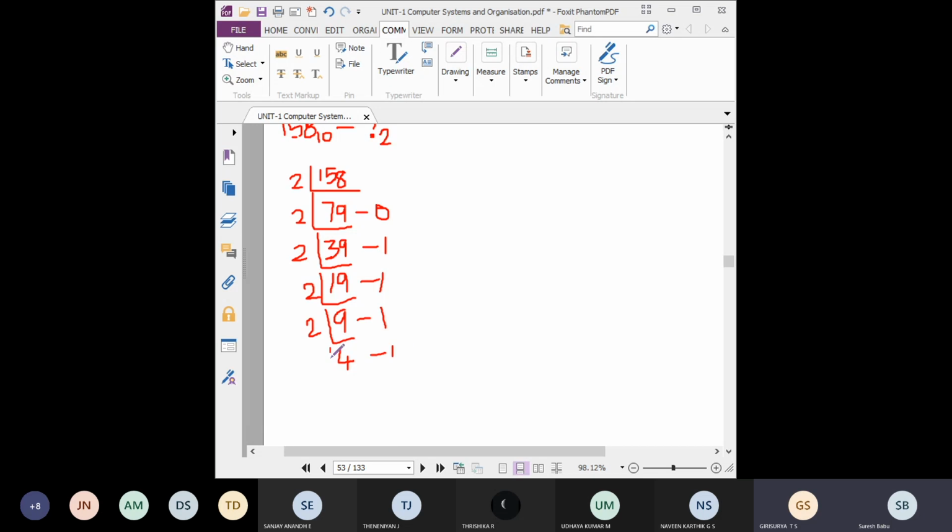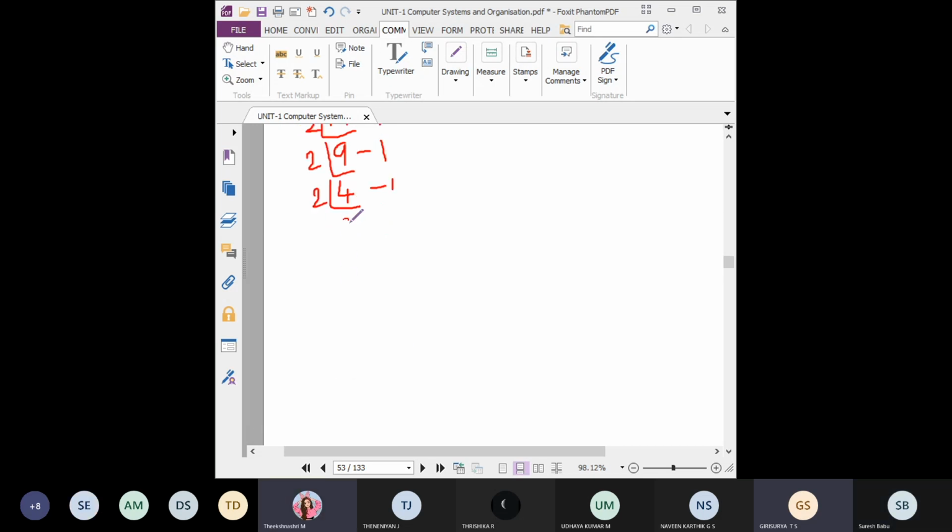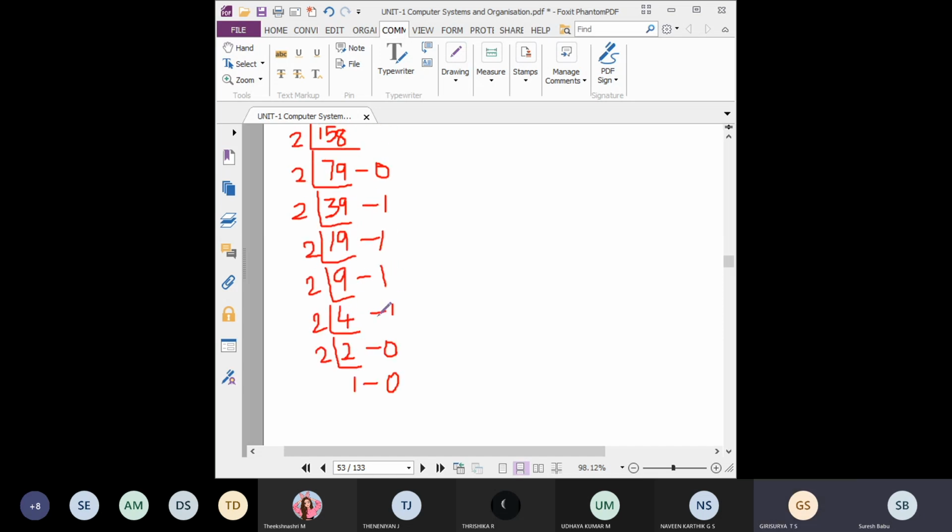Then 2, remainder 0. Then 1, remainder 0. So that's all. You cannot divide this number by 2 again because it is lesser than 2. Students understood? We finished the division process.